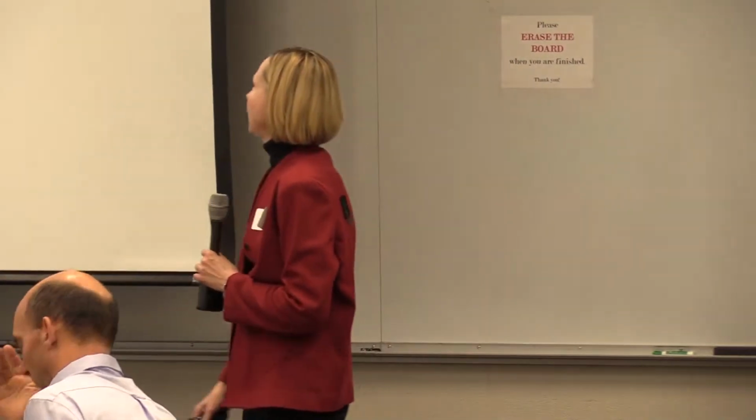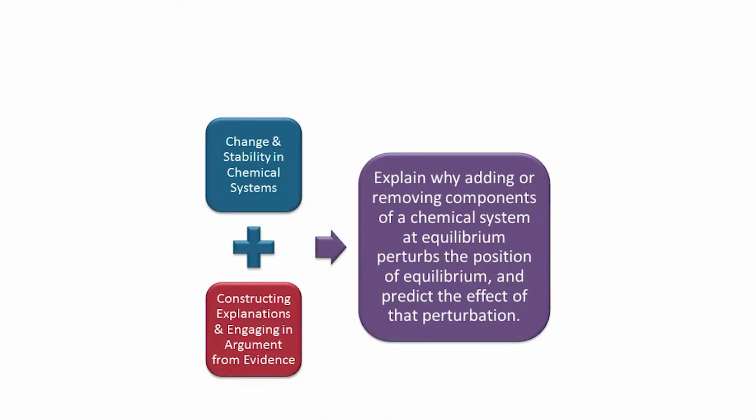Okay, so I've got an example of a learning objective that combines the core idea of change and stability in chemical systems. And just so you know what we're talking about with this big idea, the articulation statement for this core idea is: energy and entropy changes, the rates of competing processes, and the balance between opposing forces govern the fate of chemical systems. So this is a core idea that relates to rates of reaction and chemical equilibrium.